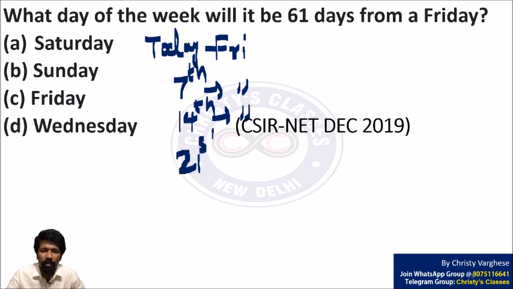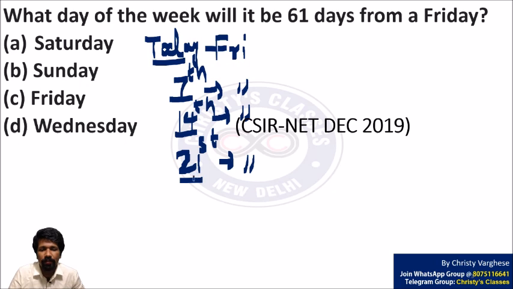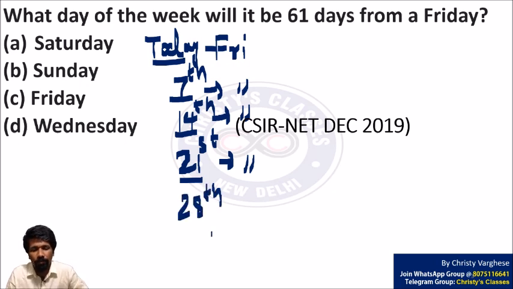Why? After every 7 days, the days will repeat. For example, if today is the 15th of November, the 22nd will be the same day. If today is Sunday, the 22nd is also a Sunday, because after 7 days the day repeats. That means if today is a Friday, the 7th day is a Friday, the 14th, 21st, 28th, 35th, 42nd, 49th, 56th.